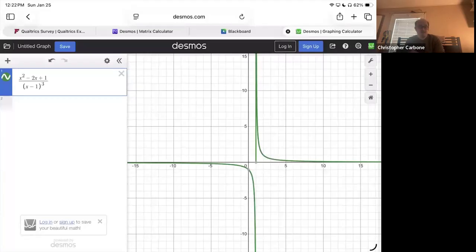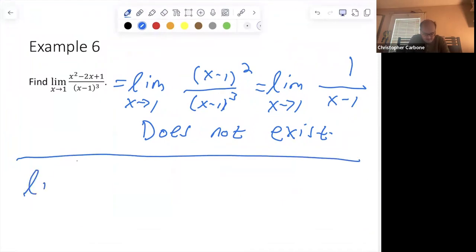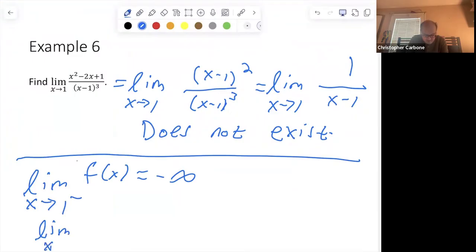So the left-hand side decreases without bound. The right-hand side increases without bound, which I could write out just so we could have that physically out here. I'm not going to rewrite the function both times though. As we're approaching 1 from the left, this function decreases without bound towards negative infinity. And if we approach from the right, this function increases without bound to infinity. So even though we have those infinity symbols here, they're not the same exact infinity, which is why this still does not exist.